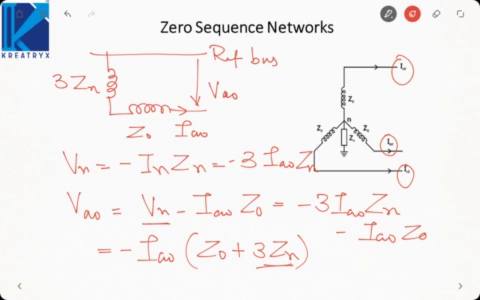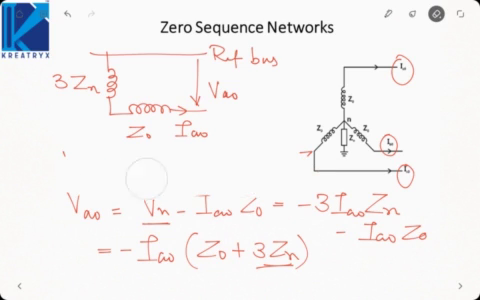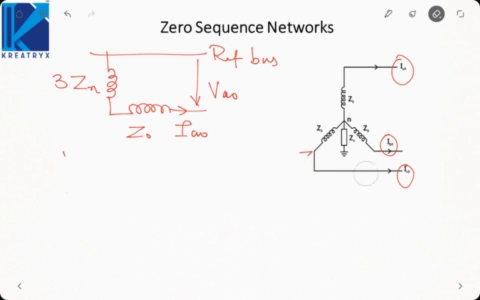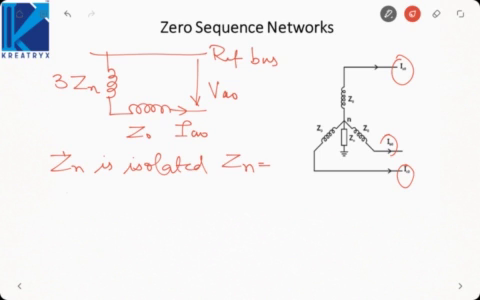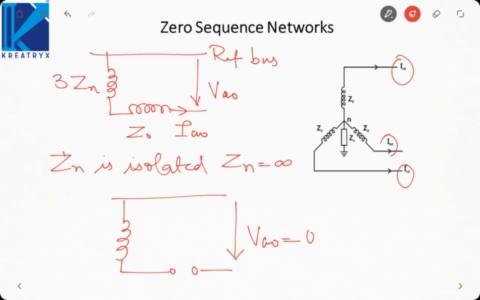Now here we were considering Zn. So there is a chance that Zn may not be connected to the ground, it may be isolated. So if Zn is isolated, that is, it will not be connected to ground, Zn can be taken as infinity. So the zero sequence network will be affected. It will be shown as open circuit, okay, because there is no current.